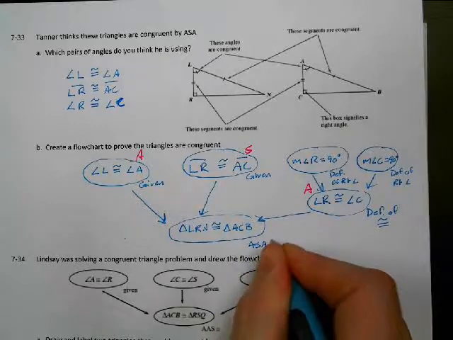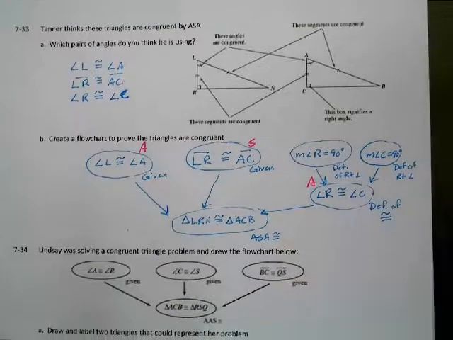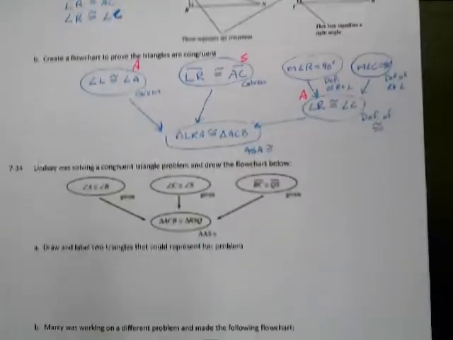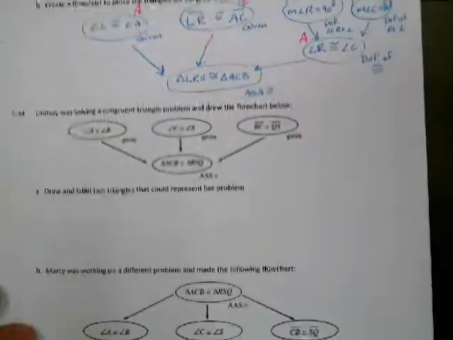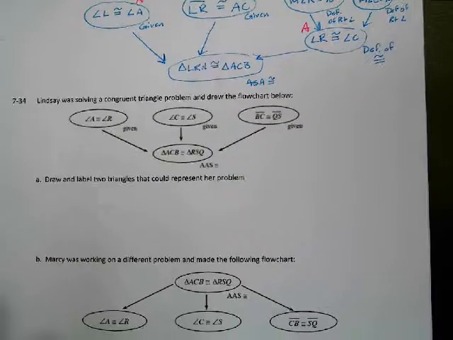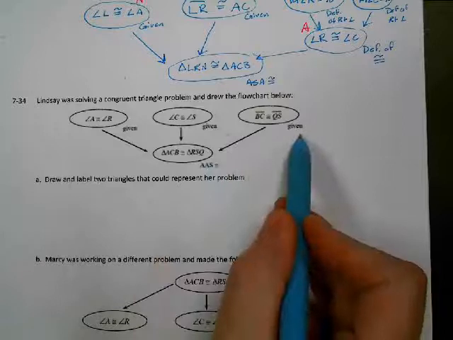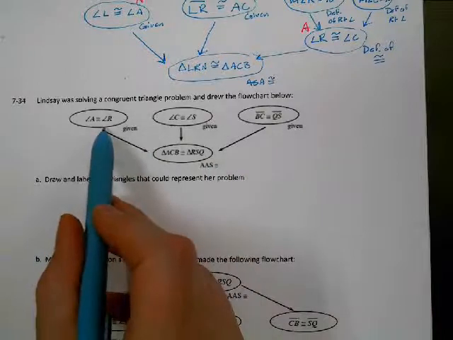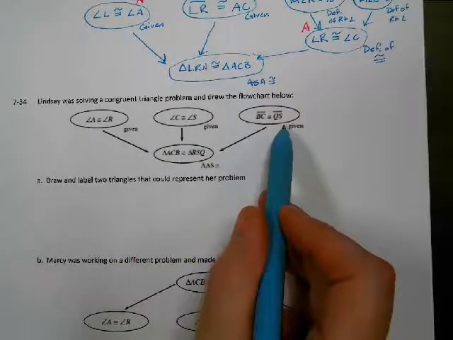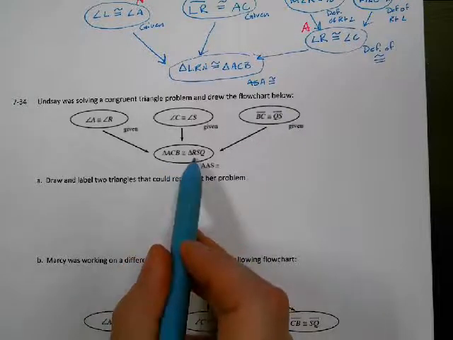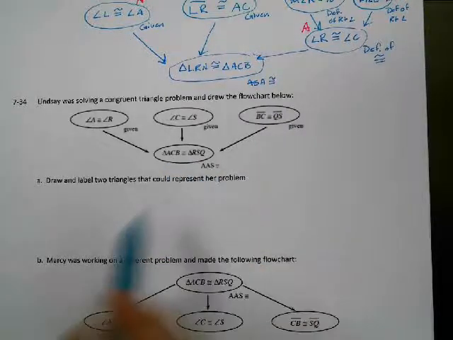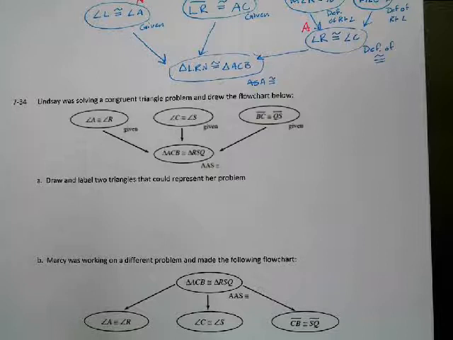All right, we're almost done. Last problem. Lindsay was solving a congruent triangle problem and drew the flowchart below. So she had three things that were given. Looks like she had an angle and a side. She said the two triangles were congruent by angle, angle, side. So we're going to draw and label two triangles that we think could represent her problem.